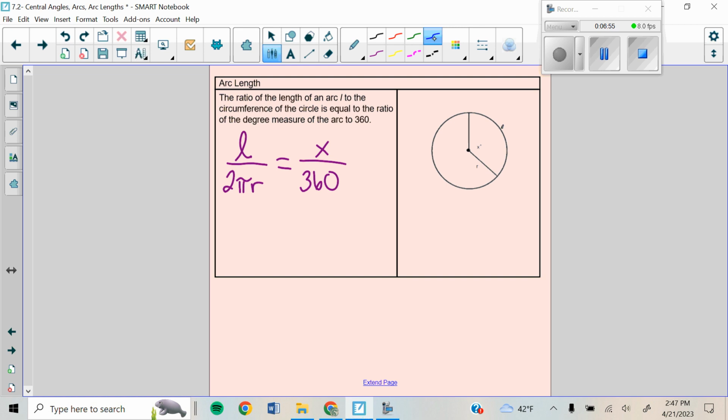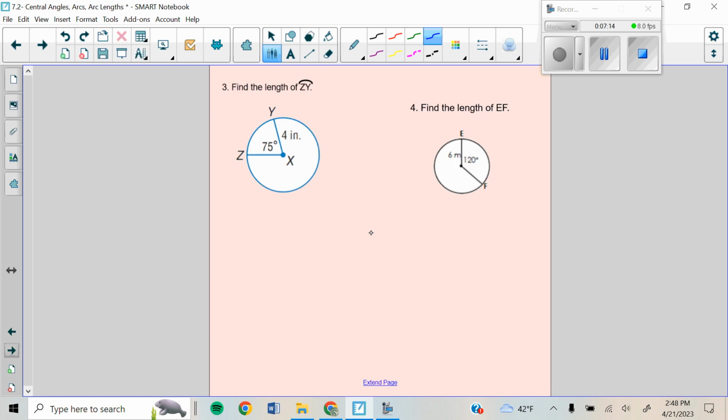So it says L divided by 2 pi r. So I'm going to go ahead and multiply by the circumference on both sides. So I have x over 360 times 2 pi r. Remember, that could change to d pi if we're given the diameter. So, perfect. Let's go ahead and utilize this now.